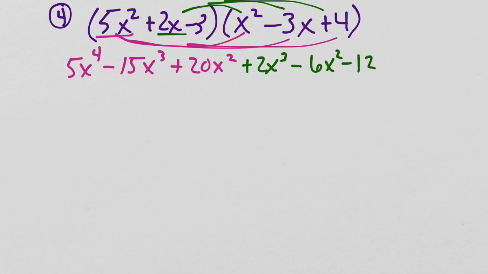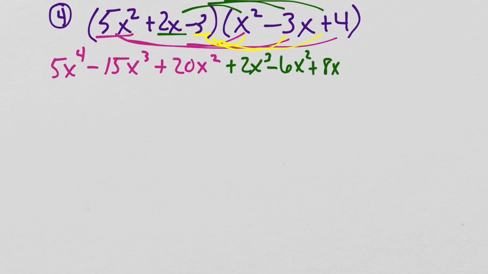Oh, I'm sorry. Got ahead of myself. 2 times 4 is 8x. So then we have one last one that we have to multiply in here. So we have negative 3 times x to the second. So the last one is this negative 3 times x squared, negative 3x squared. Then you have negative 3 times negative 3, which is a positive 9x. And the last two is a minus 12. Better put the 12 in there.